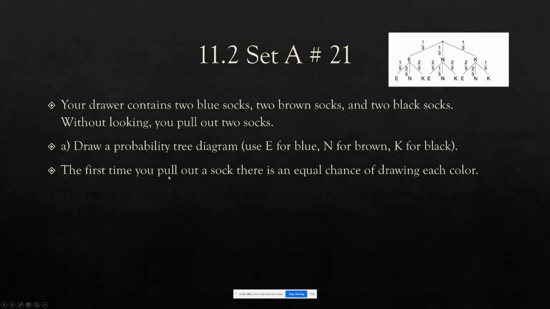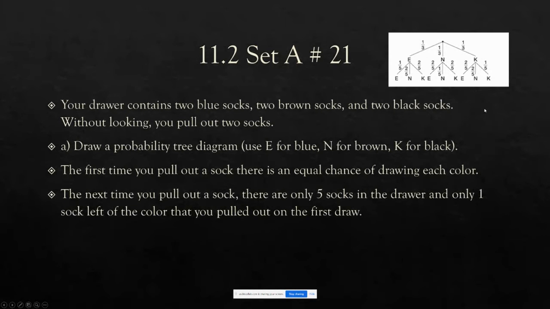It says each time you pull out, or the first time you pull out a sock, there's an equal chance of drawing each color. So at the very beginning, there's 6 socks, and 2 of them are blue. So the probability of drawing out a blue sock the first time is 2/6, or a third. And the first time, there are 6 socks and 2 are brown, so there's a 1/3 chance that you draw out a brown sock. And again, at the beginning, there's 6 socks and 2 are black, so there's a 1/3 chance of drawing out a black sock.